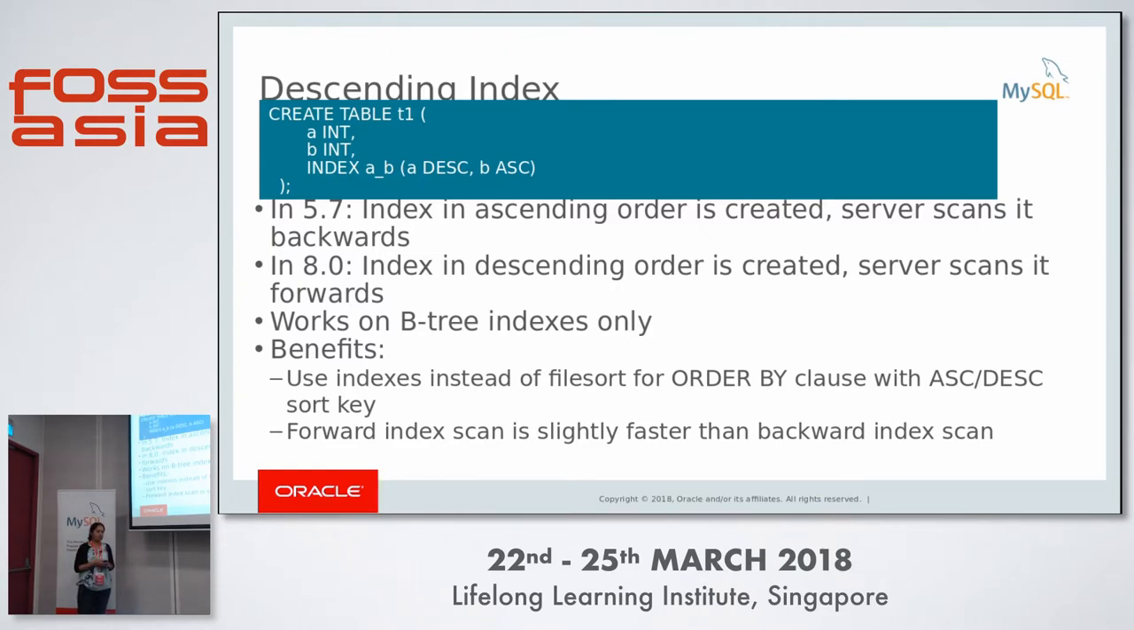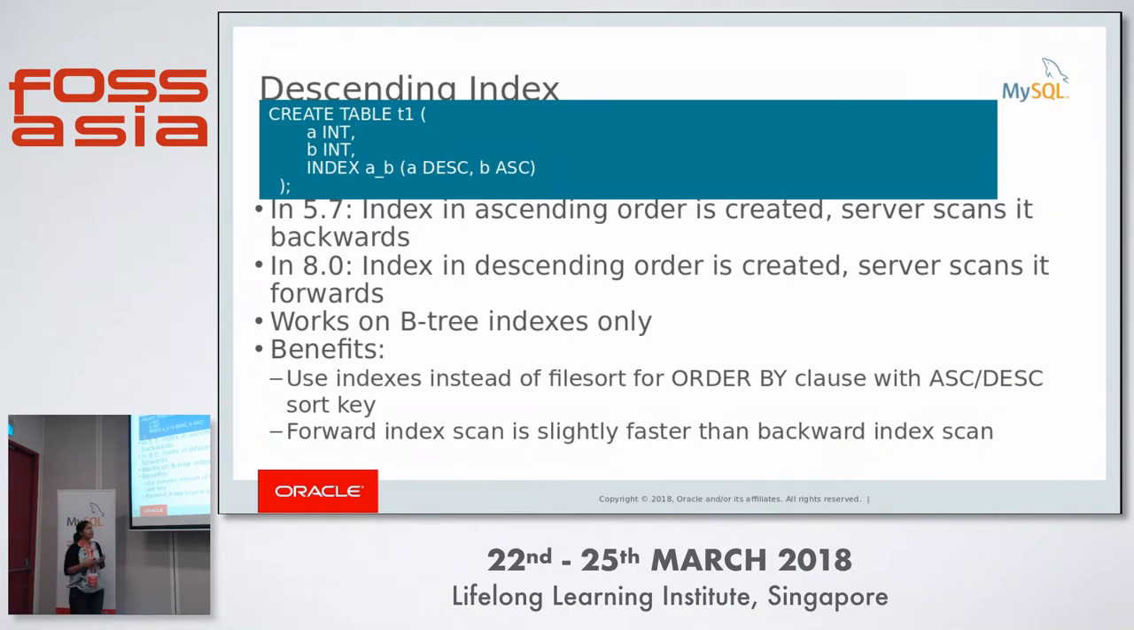Now, whenever an application required a descending order, what MySQL used to do was scan it backwards. So scanning backwards always has a performance hit, about 15 to 20% is what we observed. So that is one thing.